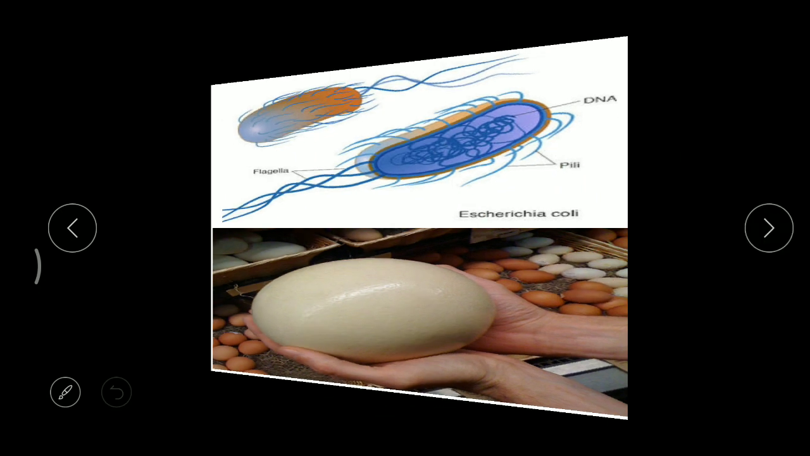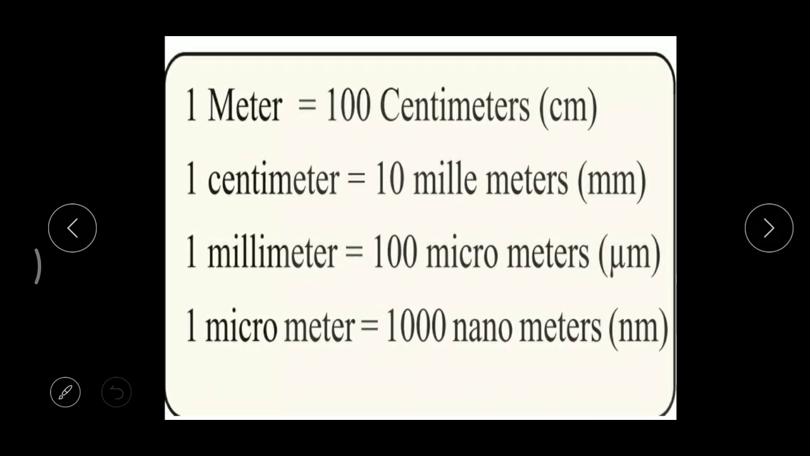Okay, and now come to this. Here in your textbook you can find a table, and in this table you can find some measurements. This is 1 meter. You know about them. 1 meter can be divided into 100 centimeters, and each centimeter can be divided into 10 millimeters, and you can find them on your scale also, right?